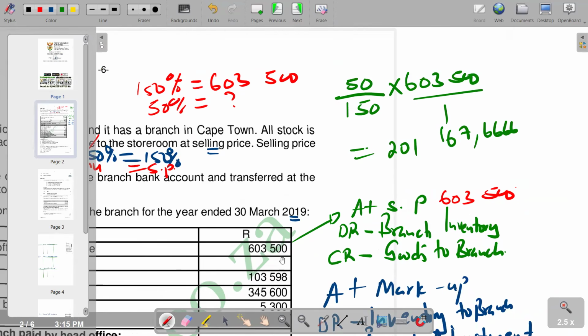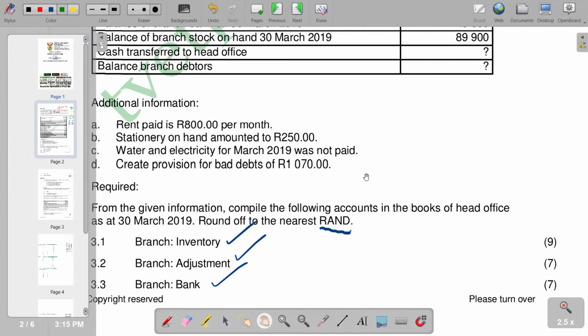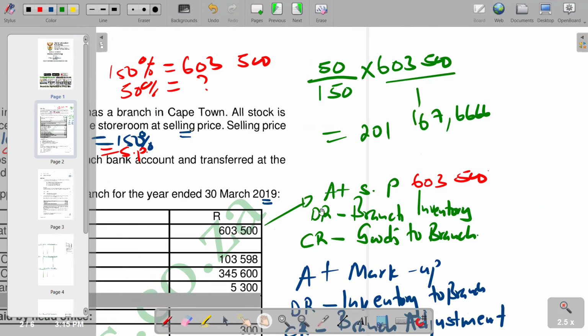But if you go to the requirements of the question, they say round off to the nearest rand. Very important. So we go back and round off our figure to the nearest rand. We see that after calculating this, we've got 166. We can just correct this part, whereby the 7 is supposed to be 166.666. So with that now, we round it to the nearest rand.